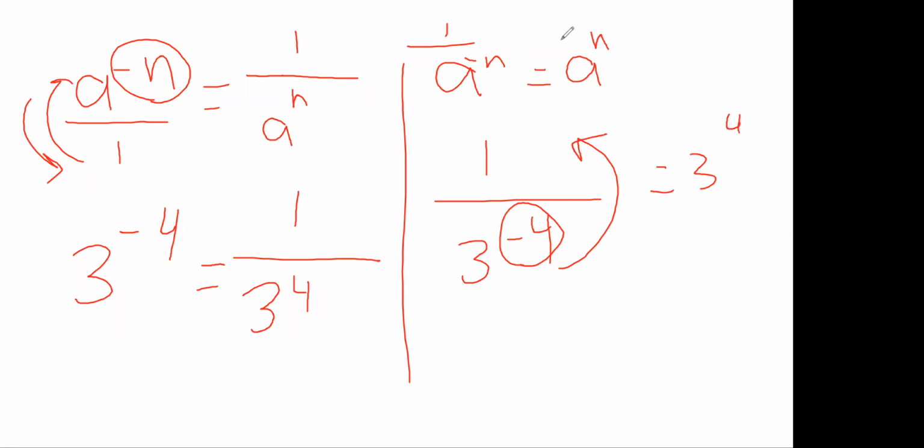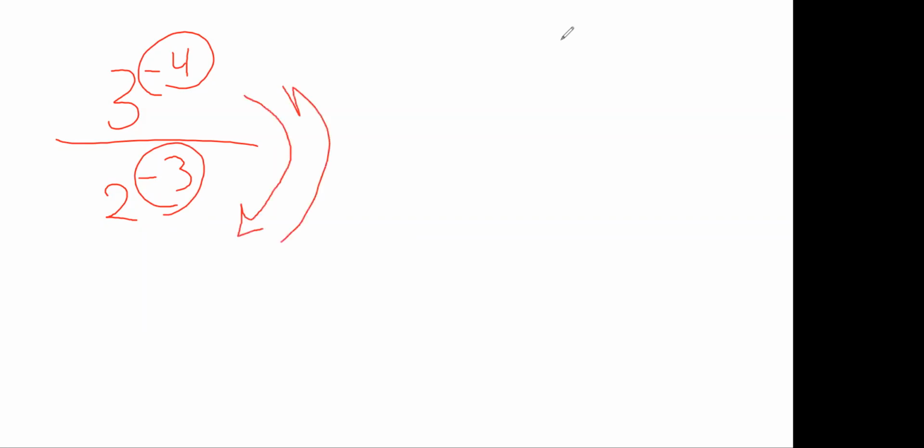So if I have here, for example, 3 power negative 4 over 2 power negative 3, both of them are negative. But I want this one to be positive and this one to be positive. So what will I do? Yes, I will change them. When I bring this down, I will take this one up. And this one is also negative, so I want to change it, so I want to put it up. So simply I will change both of them. So it will be 2 power 3 divided by 3 power 4.